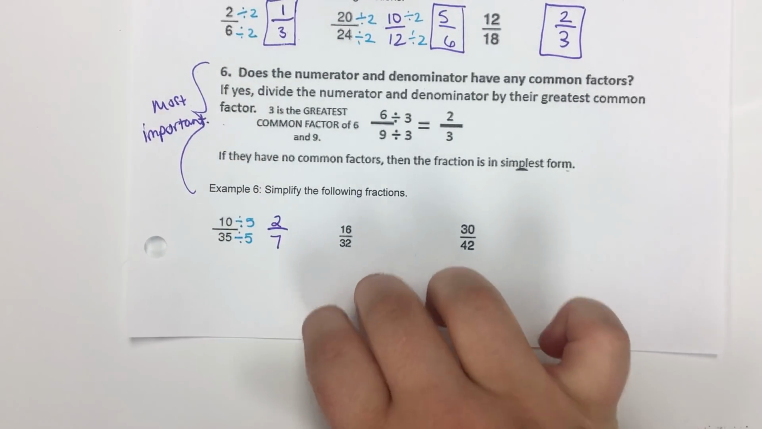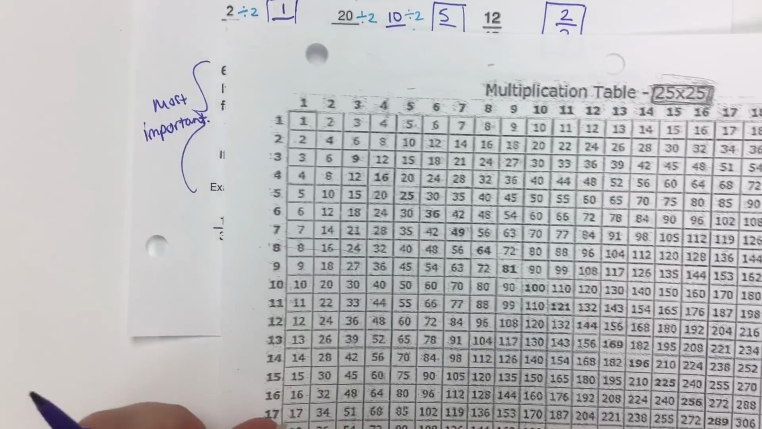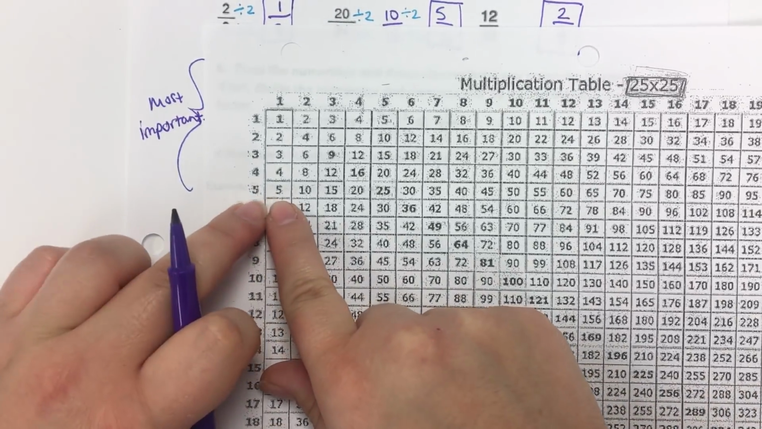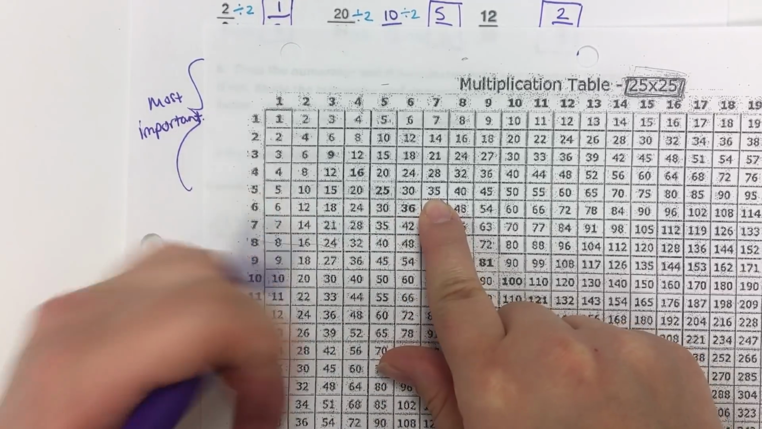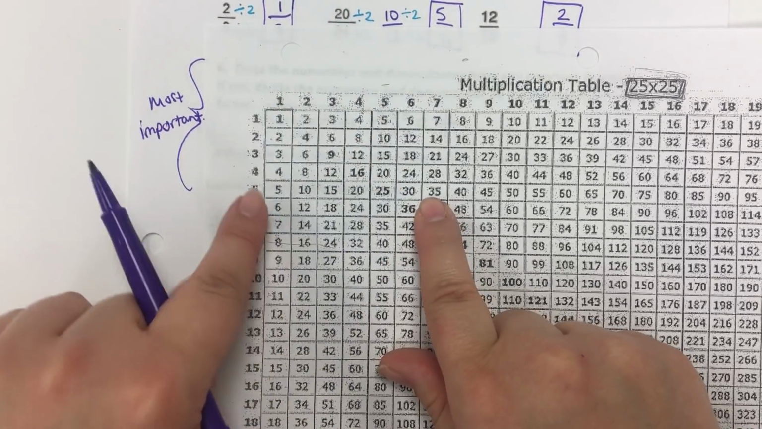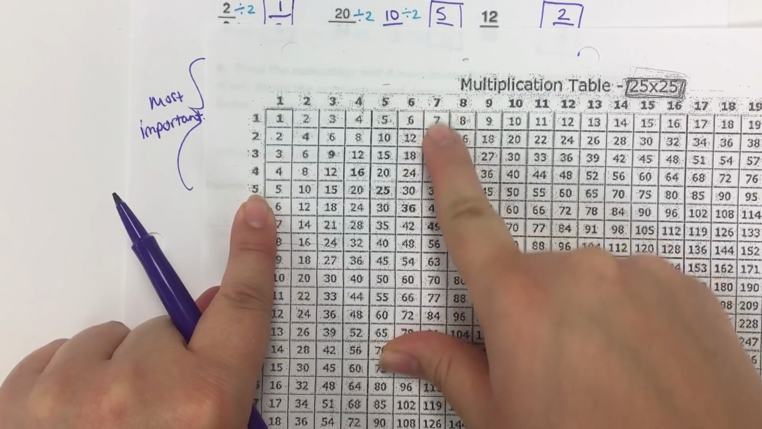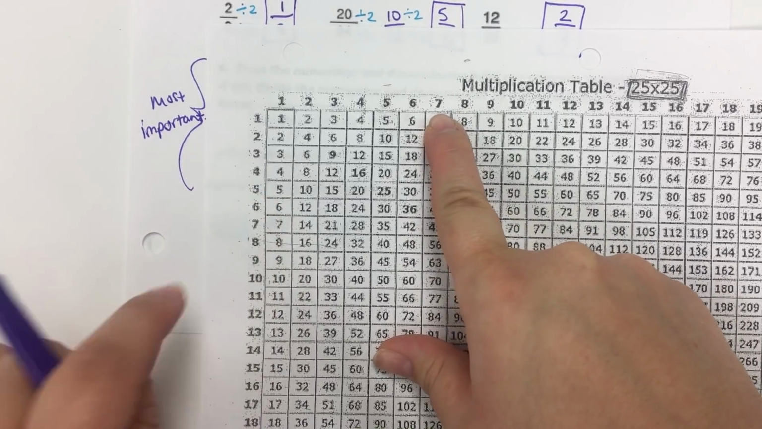Now, if you struggle with that division, remember that you can always use your multiplication chart. You can go to 5 on your multiplication chart, go over to 35, and then find what number multiplies by 5 to get to 35, because 35 divided by 5 would have to equal this number straight above the column.